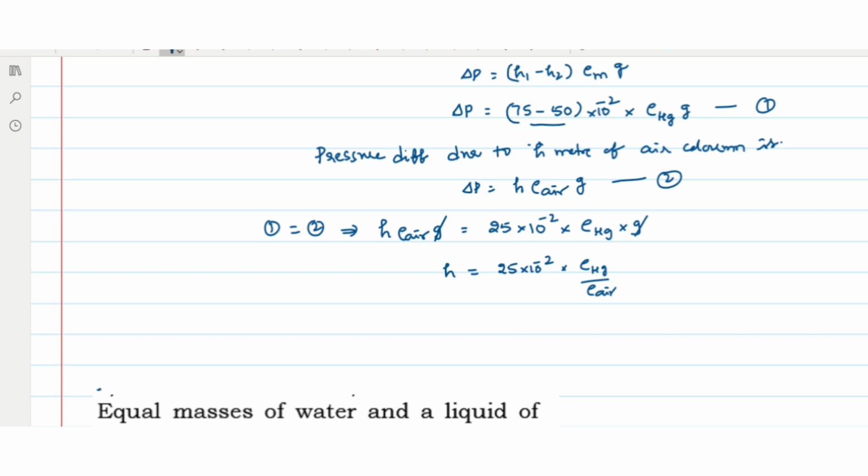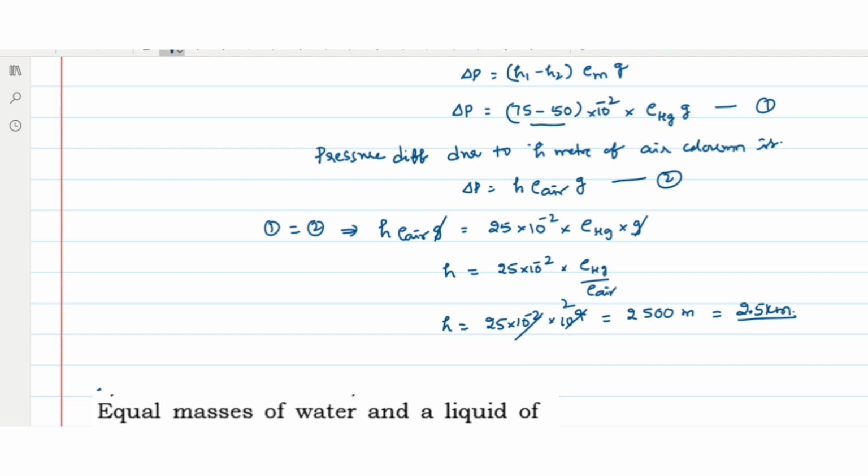Now you have to substitute the value; this ratio is given already. Therefore H equals 25 into 10 power minus 2 into this ratio, which is given as 10 power 4, and you cancel 10 power minus 2 two times. Here we will get 2500 meters, which is nothing but 2.5 kilometers. So it is 2.5 kilometers. This is the correct answer.